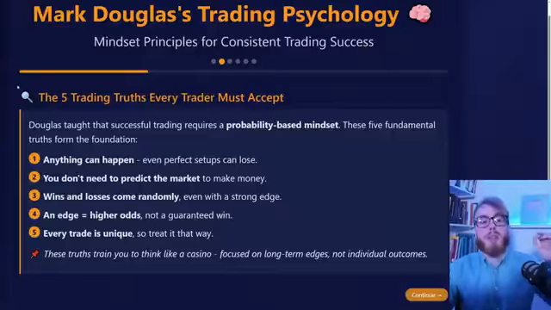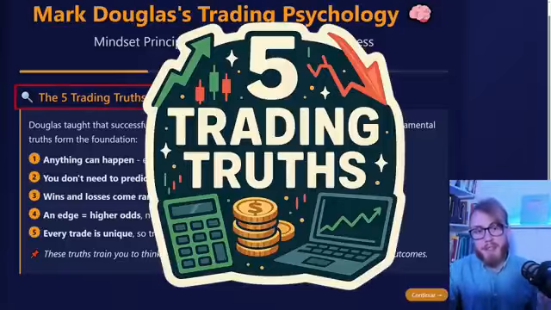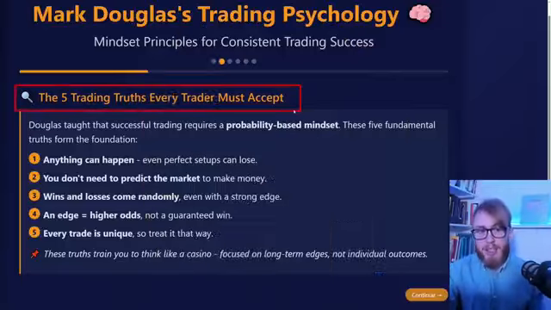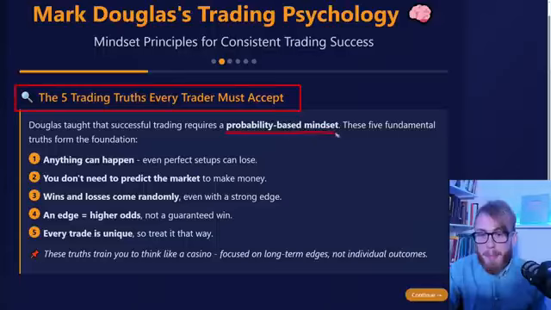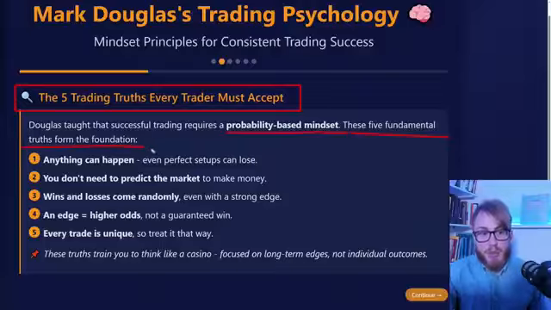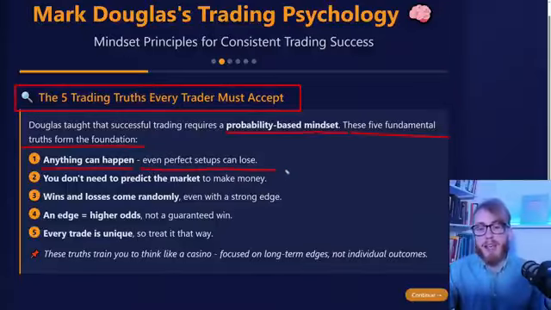But all right, so here are the 5 trading truths that every trader must accept. And Douglas taught that successful trading requires a probability-based mindset. And this is one of the principles that I agree with 100%. These 5 fundamental truths form the foundation. First of all, anything can happen. Even perfect setups can lose.